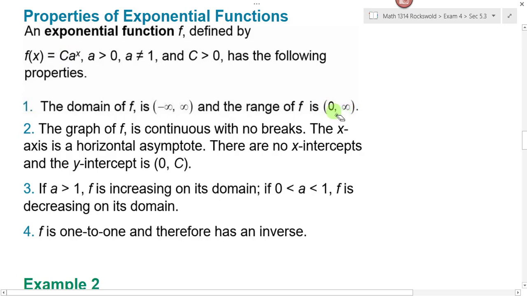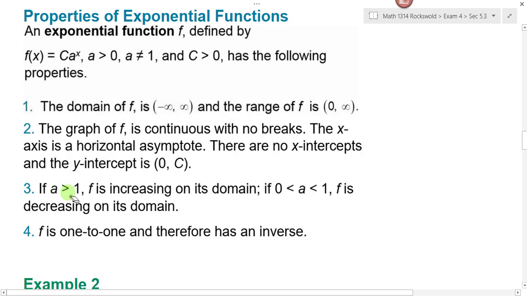So that's why the range goes from 0 to infinity. The graph of f is continuous with no breaks. The x-axis is a horizontal asymptote. There's no x-intercepts, and the y-intercept will always be at the point (0, c), whatever c happens to be.